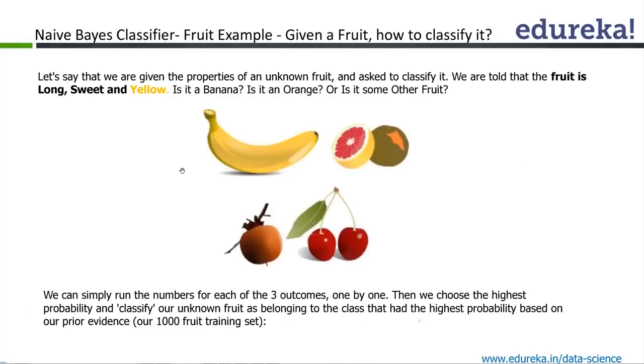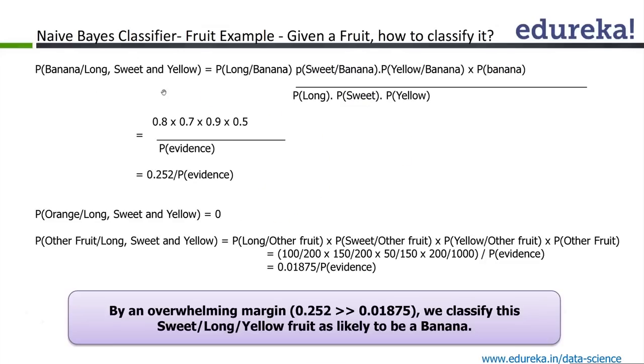In terms of probability, you want to compute probability that it is banana given F1 is equal to long, F2 is equal to sweet, F3 is equal to yellow. And similarly, probability that C is equal to orange, or C2, given F1 is equal to long, F2 equal to sweet, and F3 equal to yellow, and so on. By applying the Bayes rule, we compute this part: probability of banana given F1 equal to long, F2 equal to sweet, and F3 equal to yellow. This is the prior probability that it is a banana, times probability that long given banana, probability that sweet given banana, probability that yellow given banana. We don't need to compute probability of evidence because it's common for all the classes.